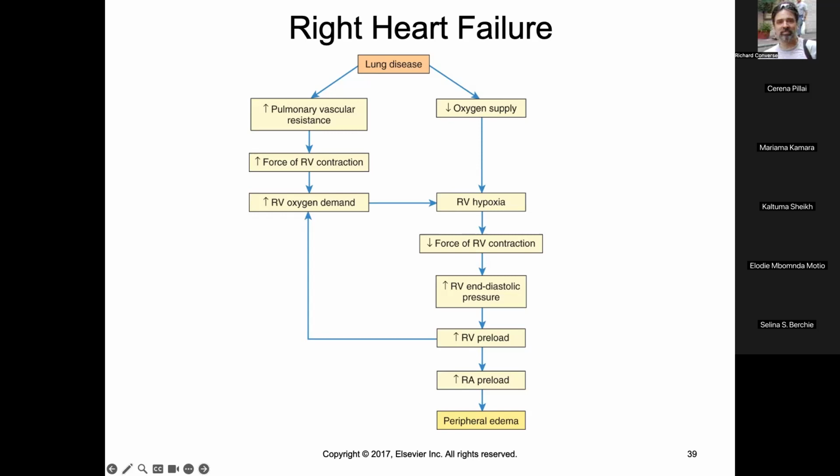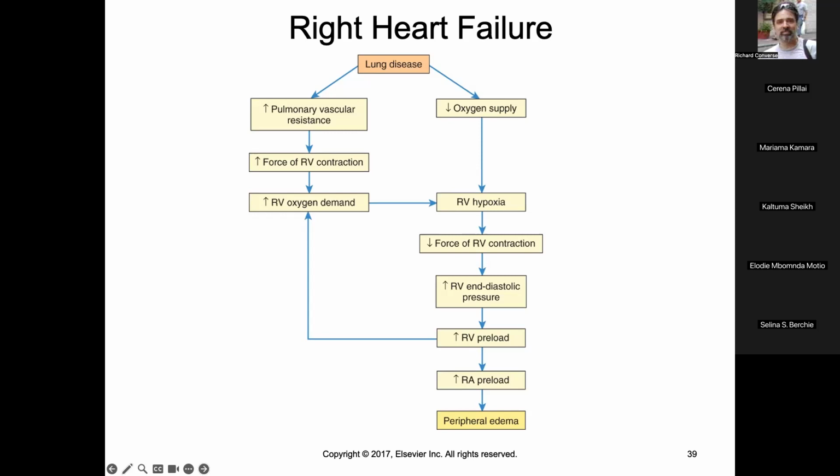So what's happening here, all right, is that the right side of the heart isn't keeping up with the left side of the heart. And so where is the blood going to pool? It's going to pool in the body. And so you're getting a peripheral edema, as shown here, right? And you're going to end up with an increase in right ventricular and right atrial preload, and an increase in right ventricular end diastolic pressure, and a decreased force of contraction.